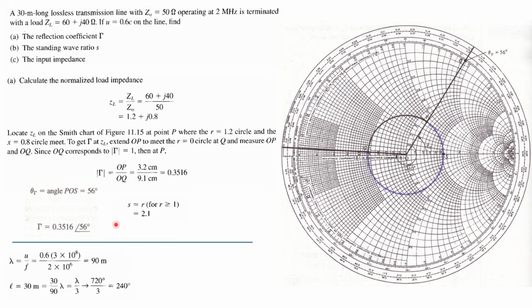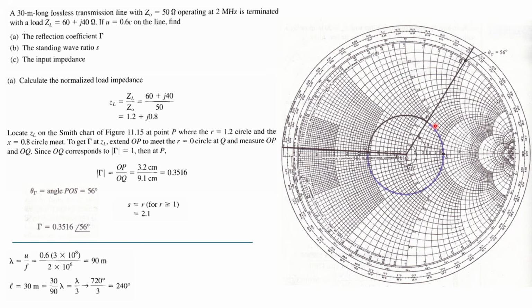Now the final point is that you have to find the input impedance. So in order to find the input impedance, first find where we have to find it. In the question it is given that velocity is 0.63. So find the lambda. Lambda is 90 meter, you can calculate it by u by f. Then L is equal to 30 meter. So the final location that you have to find is lambda by 3, that is 720 by 3, so 240. So now from point P you have to move by 240 degree.